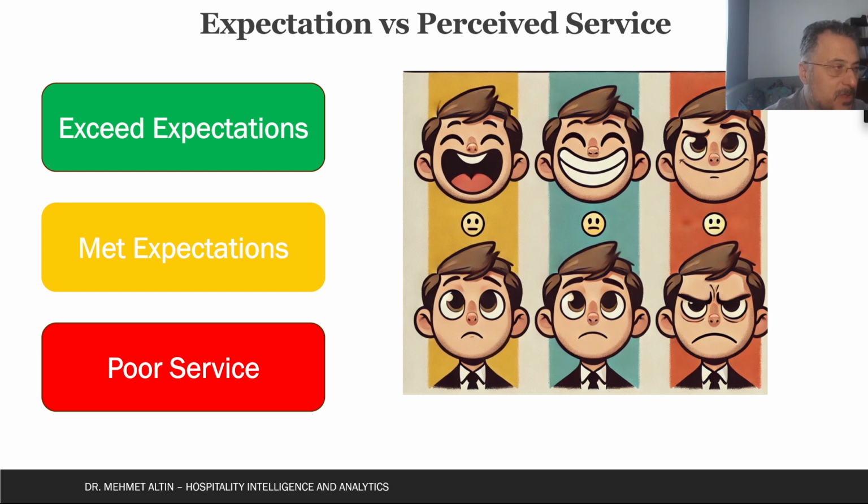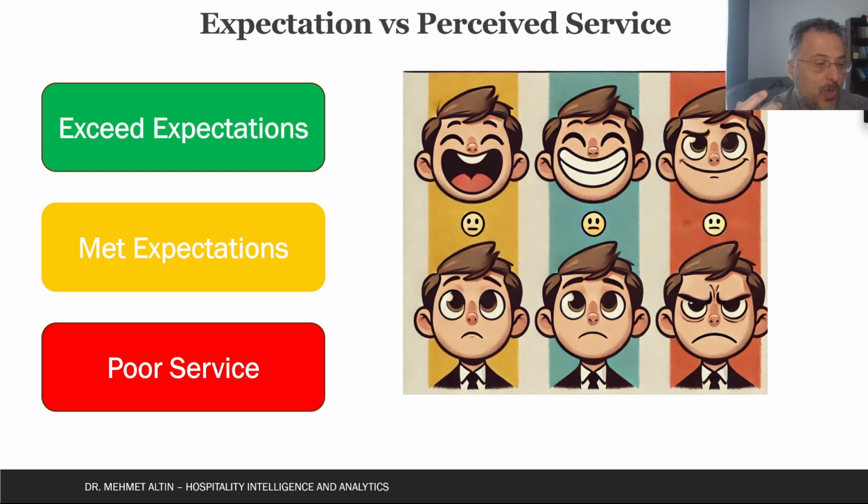Then the poor service, disappointed customers. This is where the gap appears. The customers expected a certain level of service but received something far below it. It could be check-in was slow, the restaurant food was cold, staff seemed indifferent. There are many things. So when service fails to meet expectations, dissatisfaction spreads quickly, especially in today's digital world where customers share their experiences instantly.